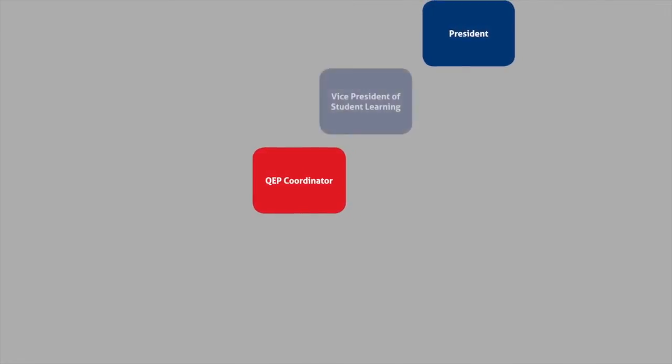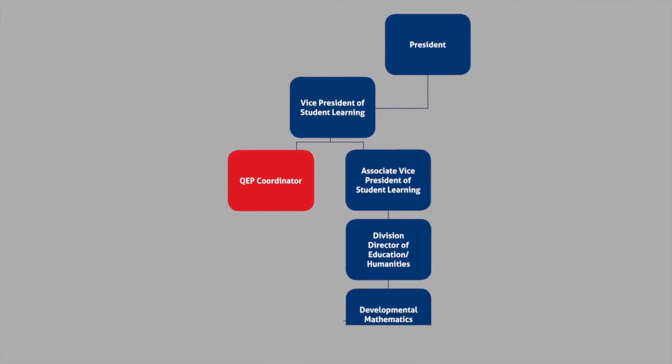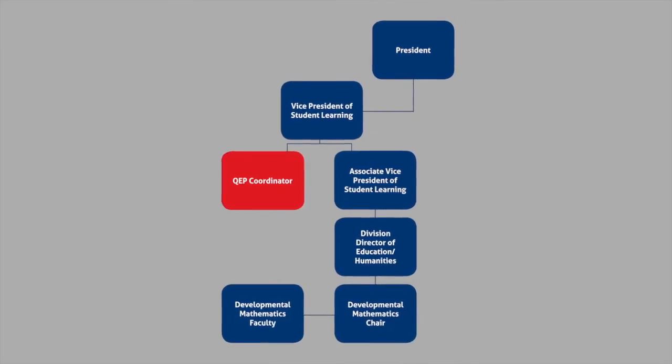The Student Learning Division fully supports the organizational structure for the QEP initiative with financial and human resources. Within the TSTC Harlingen organization, the QEP coordinator reports directly to the Vice President for Student Learning, collaborating with the Associate Vice President for Student Learning and academic faculty and staff.